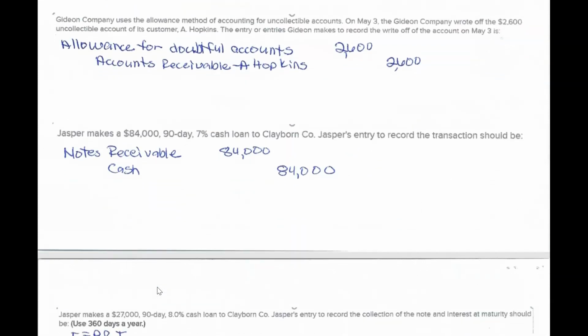Okay, let's look at a couple journal entries. Gideon Company uses the allowance method of accounting for uncollectible accounts. On May 3rd, the Gideon Company wrote off the $2,600 uncollectible. What is the journal entry for this write-off? When you're using the direct write-off method, you debit bad debt expense and you credit the accounts receivable for that one customer. Now this is the allowance method, and with the allowance method, instead we debit allowance for doubtful accounts, and then we still credit the accounts receivable for that customer.